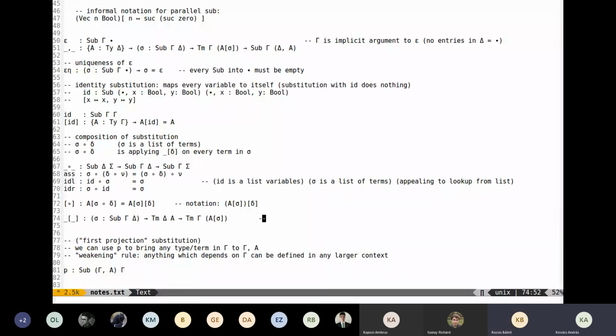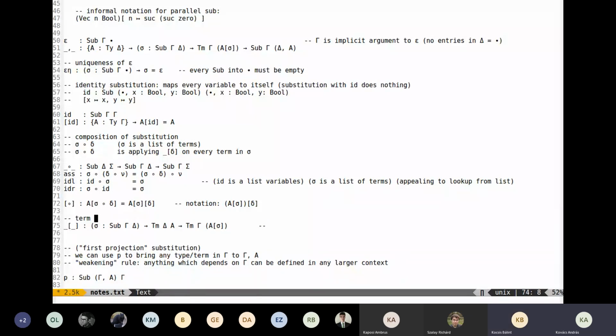So the type substitution brings a type which depends on delta. So if there is a type which depends on delta, then we can get a type which depends on gamma. So there is kind of a flipping there, and there is a flipping here as well. So if there is a term which depends on delta, then we can get a term which depends on gamma. However, we also have to perform the substitution on the type, because otherwise this would be nonsensical, because here we are mentioning A as a type in delta, but here we have to mention a type which is in gamma, so we have to use type substitution.